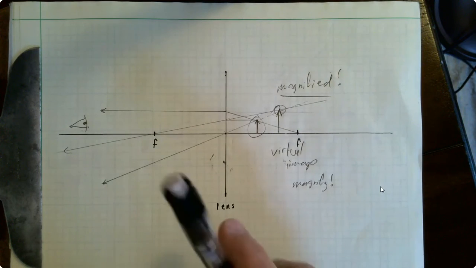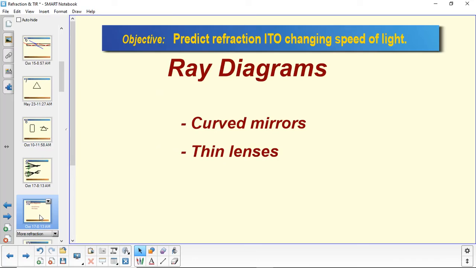That's it. So we have seen ray diagrams for curved mirrors, where we've moved the object around to different places, and for thin lenses. All right, that's it.